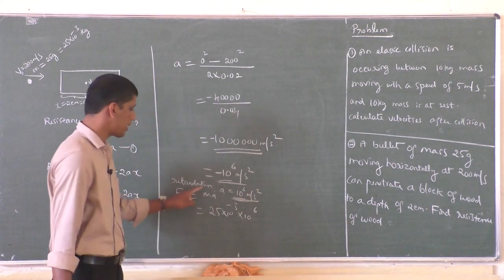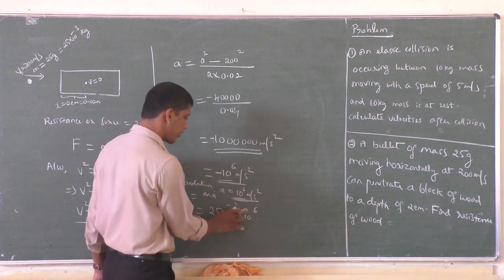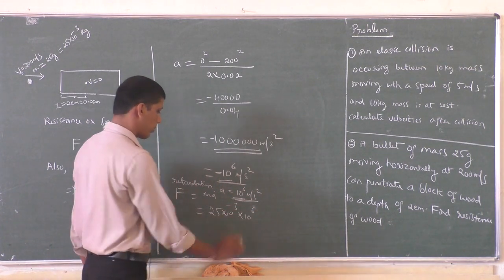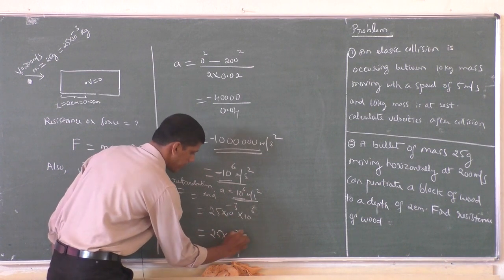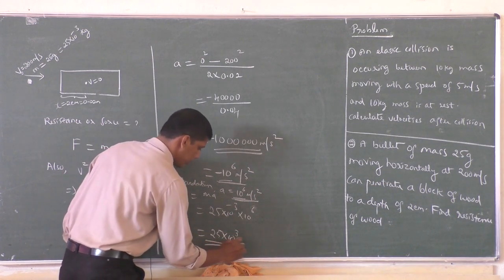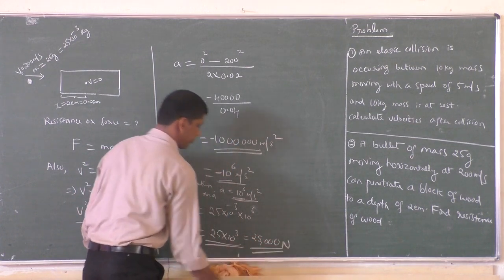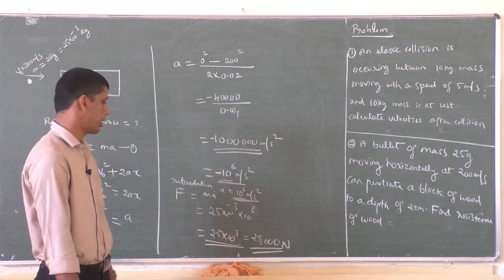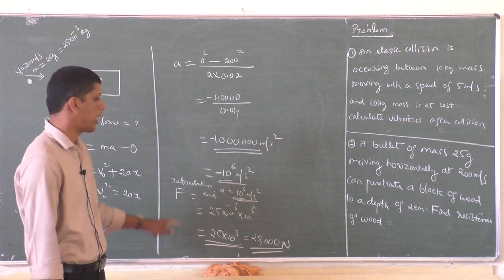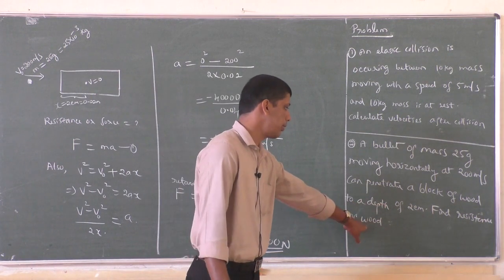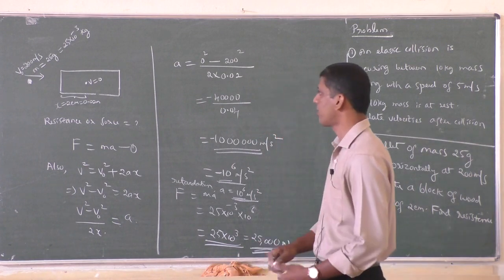If you write retardation, you should not put the negative sign again. So simply a equal to 10 to the power 6 meter per second square. So for that reason we are putting 10 to the power 6 without a negative sign. Therefore force will be equal to 10 to the power minus 3 plus 6, that is 10 to the power 3, that is 25 into 10 to the power 3, which is 25,000 Newton. So this is the value of the force. They asked for the resistance of the wood, so resistance or force will be equal to this much. This much answer is obtained.